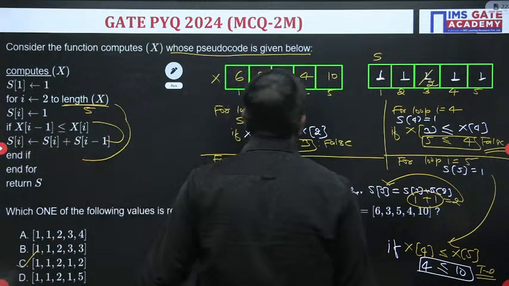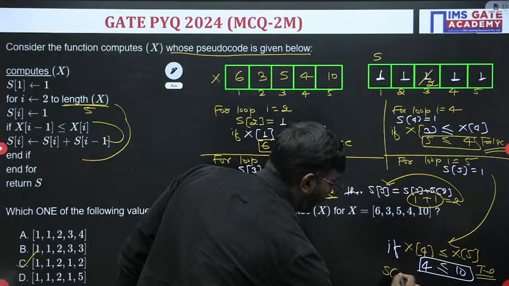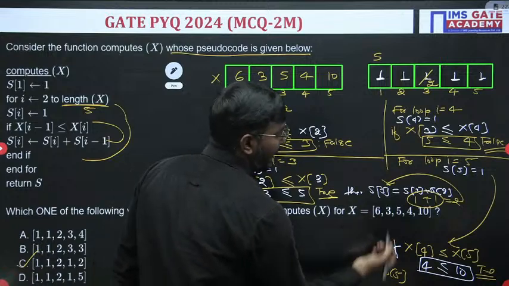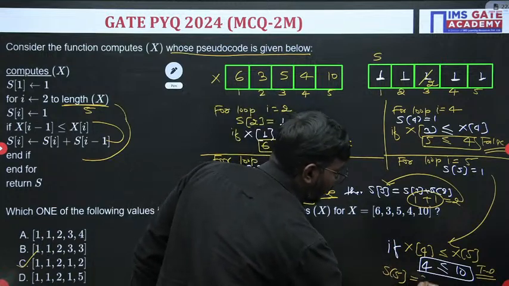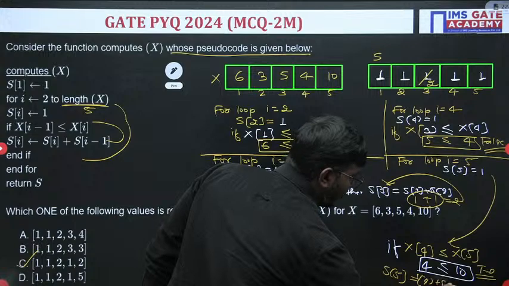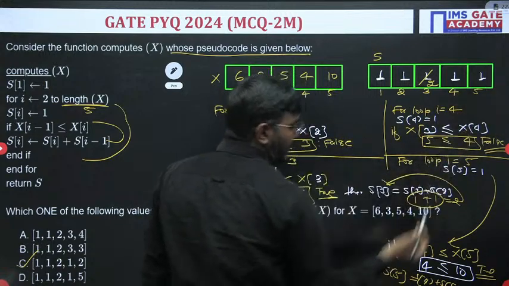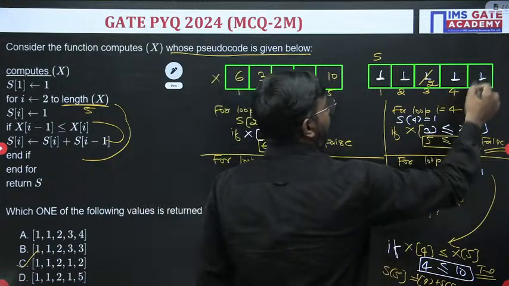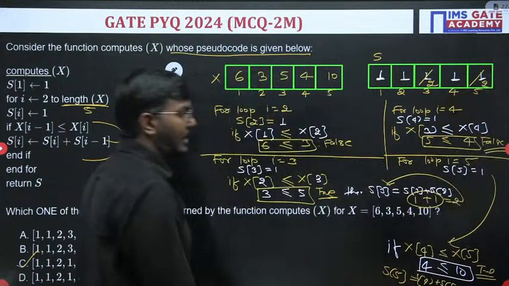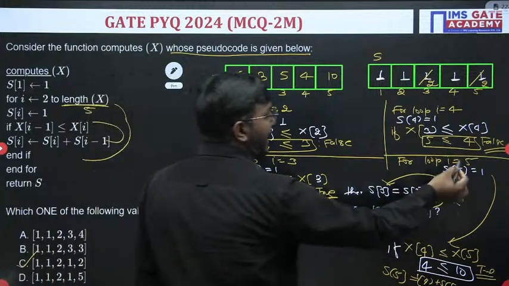What is s of I? S of I is nothing but s of 5. S of 5 is equal to s of 4 plus s of 5. What is s of 4? S of 4 is 1. 1 plus 1 is nothing but 2. Now that 2 is assigned to s of 5. This value is 2 only. Understood? After that, again increment I to 6.